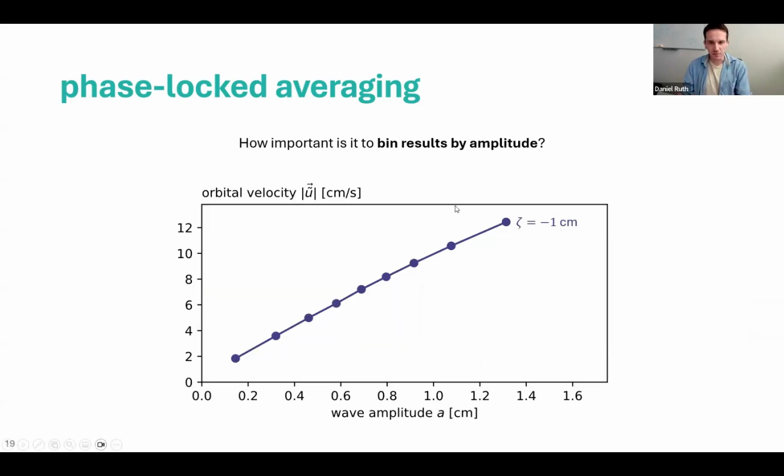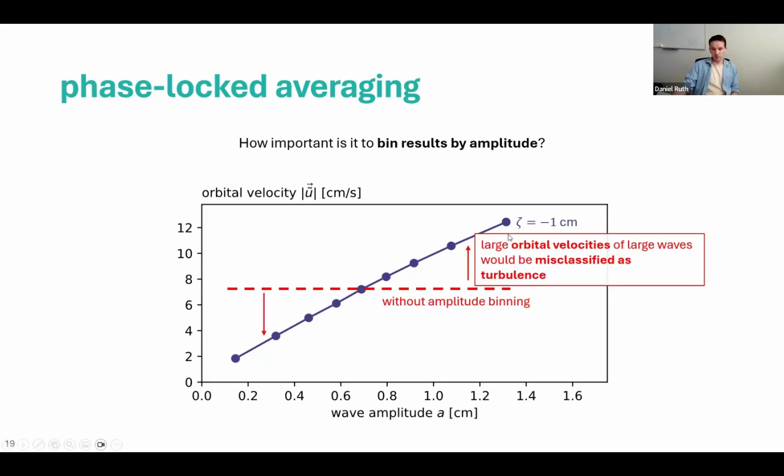So for the phase locked averaging, I mentioned that we're fitting results by amplitude as well as the wave phase, and it turns out that's quite important for the conditions that we have. Here we have, as a function of the wave amplitude that we get from the Hilbert transform, the magnitude of the orbital velocity at 1 centimeter beneath the surface. You can see there's pretty much a linear trend between the orbital velocity magnitude and the wave amplitude. Had we not considered the wave amplitude when doing this decomposition, we'd be assigning a singular orbital velocity amplitude to all the points at this depth beneath the surface, regardless of the wave amplitude.